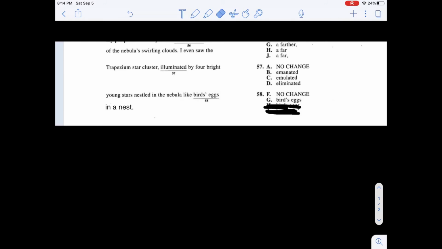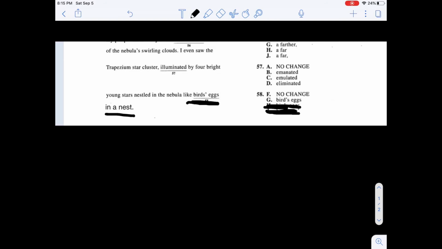This is where the hard part comes in. So normally I would say look at the passage for context. But if we read the passage, it says, I even saw the trapezium star cluster, illuminated by 4 bright young stars nestled in the nebula like birds' eggs in a nest. This like birds' eggs in a nest, that's just a simile. That's just comparing the 4 bright young stars to birds' eggs in a nest.